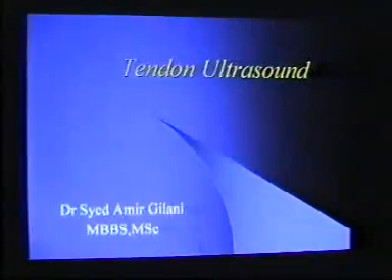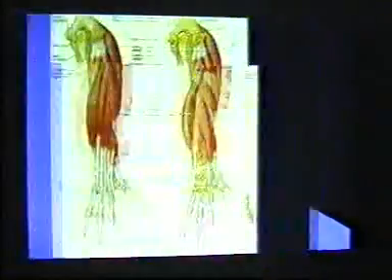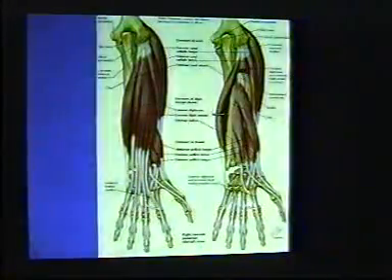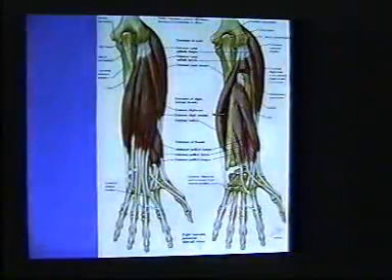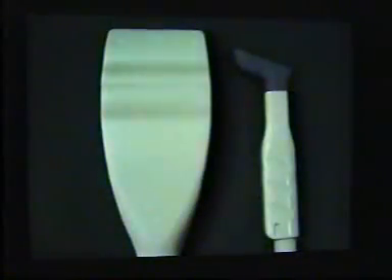Bismillahirrahmanirrahim. The topic is tendon ultrasound. There are different tendons in the body, and we can scan all of them, including all limbs, and we use a linear probe, and for small tendons at the extremities, at hand, at foot, we need a hockey probe, which is also called pencil probe.